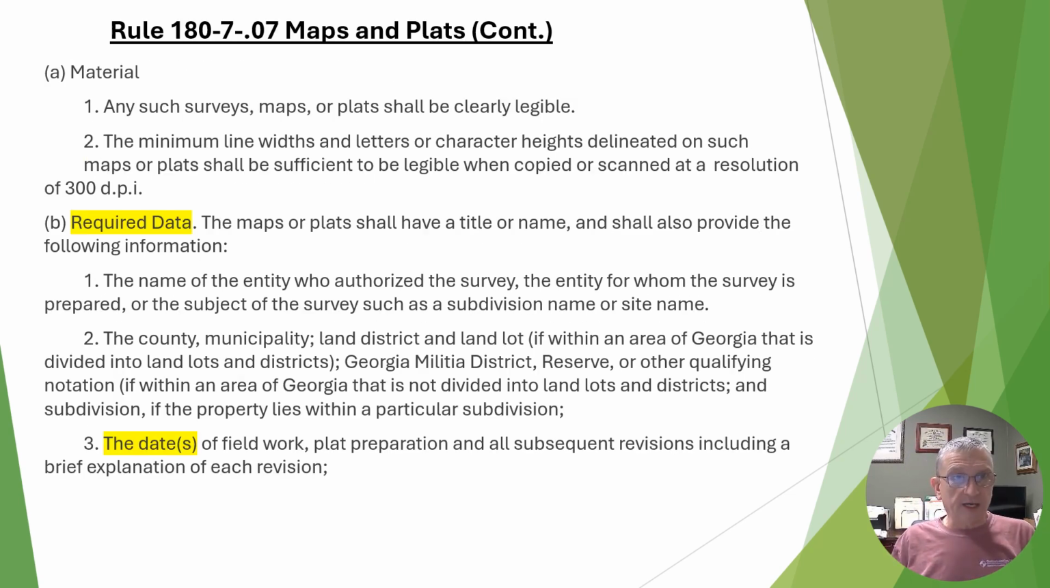So, paragraph A goes on, that they must be clearly legible, they must have sufficient line and character heights and weights that they're legible when copied and scanned at 300 dpi, dots per inch. Paragraph B, they shall require the following information. So here we go back through much of the same thing.